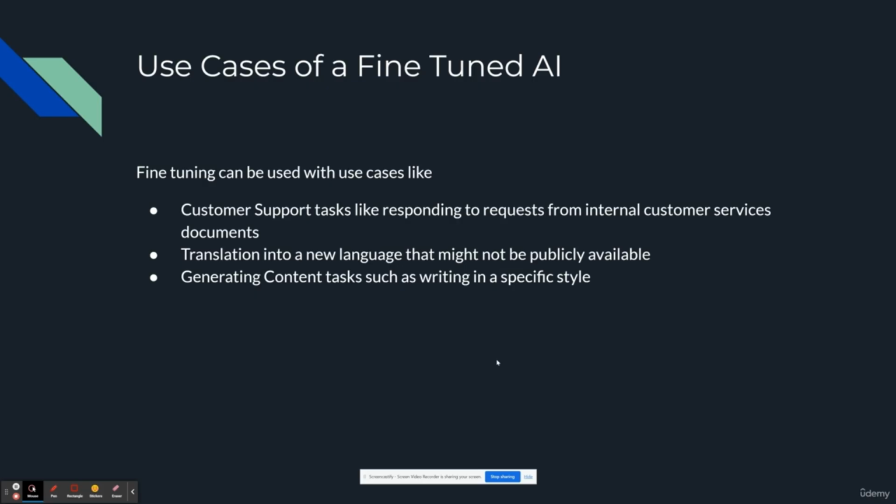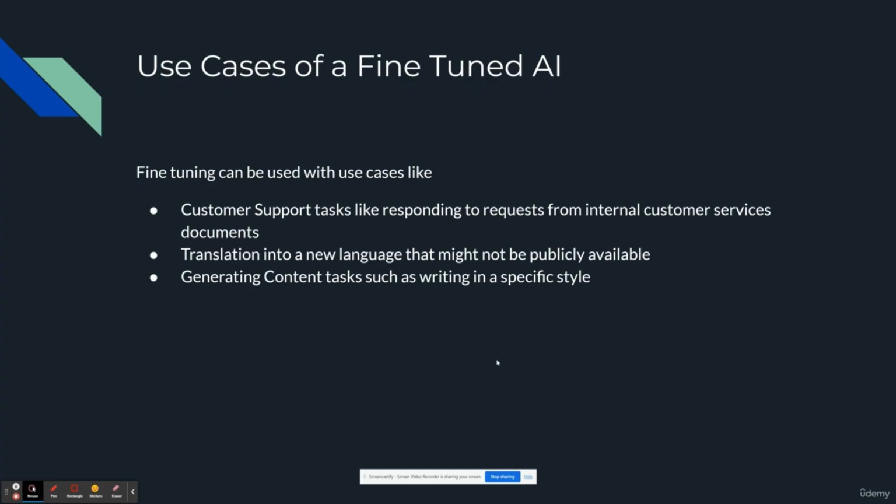The use cases of fine-tuned AI are as follows. You can use it for many things, and this is not a complete set of all the things you can use it for. Some things are customer support tasks, like responding to requests from internal customer service databases. These documents might not be publicly available, and this is why it's a good choice for fine-tuning. You can also update the responses from being more general to being something more specific. For example, you can inform the AI to be kinder or be more focused on customer service, and these are things that the general AI model might not be good for.